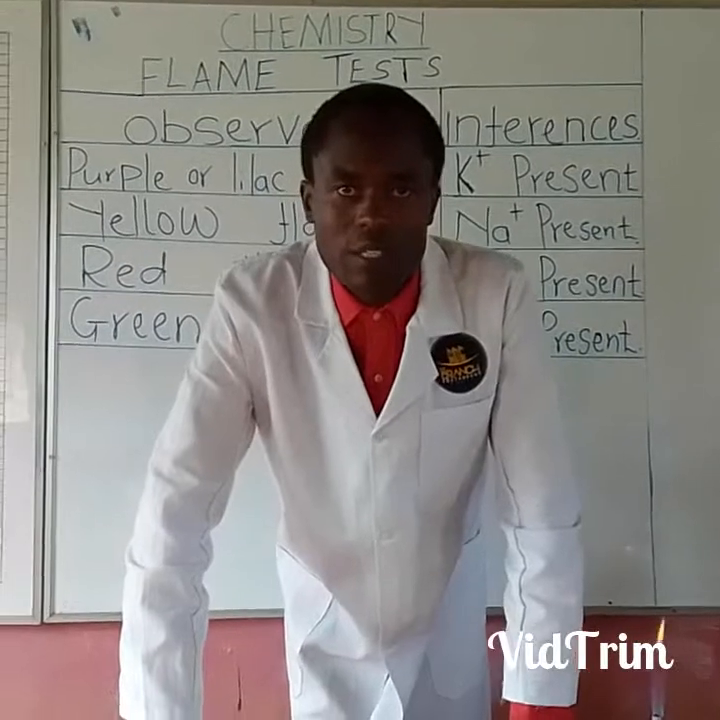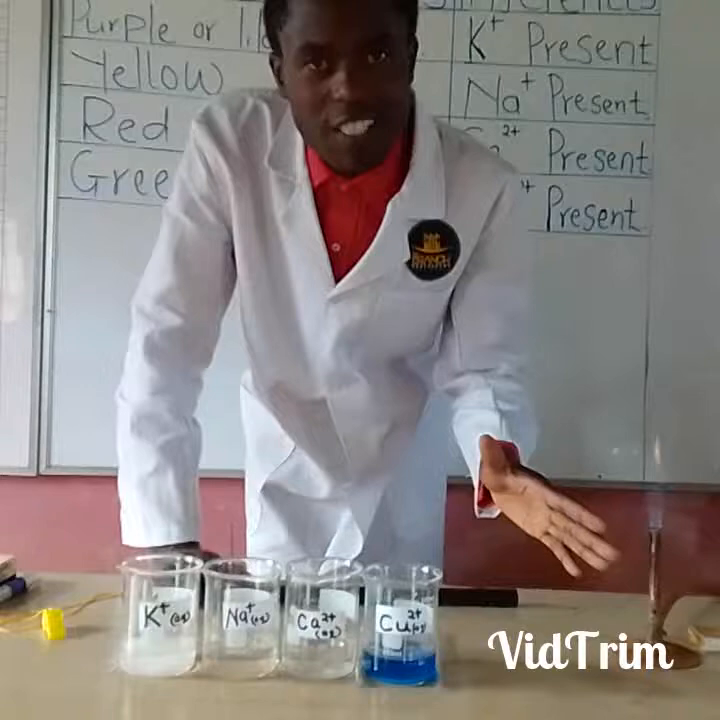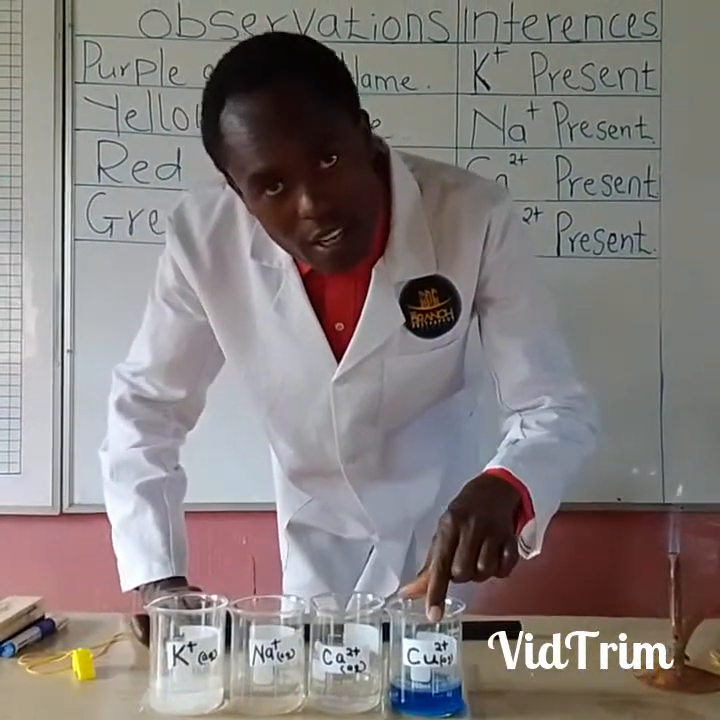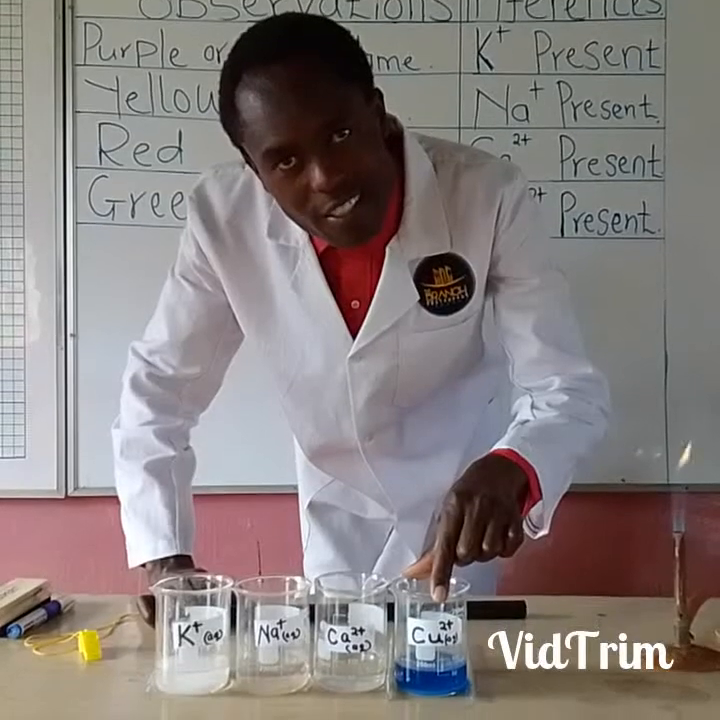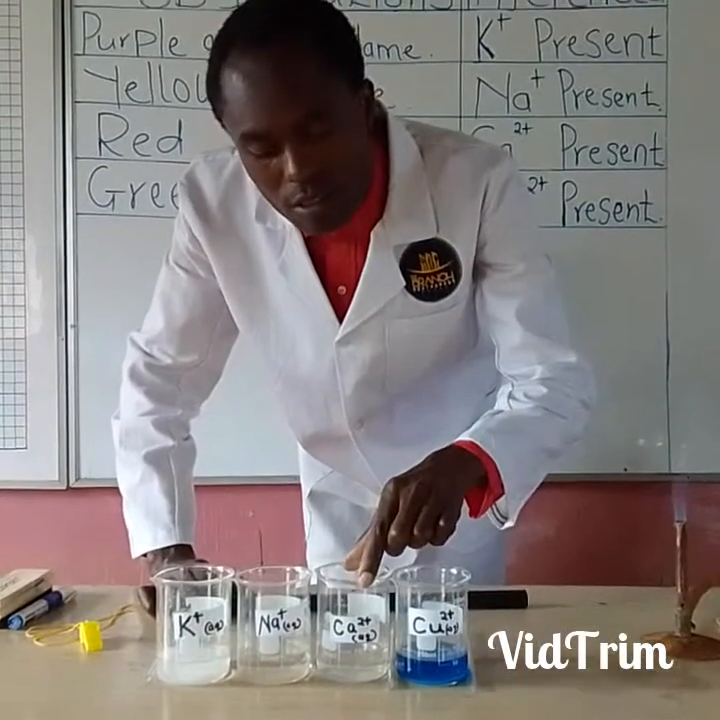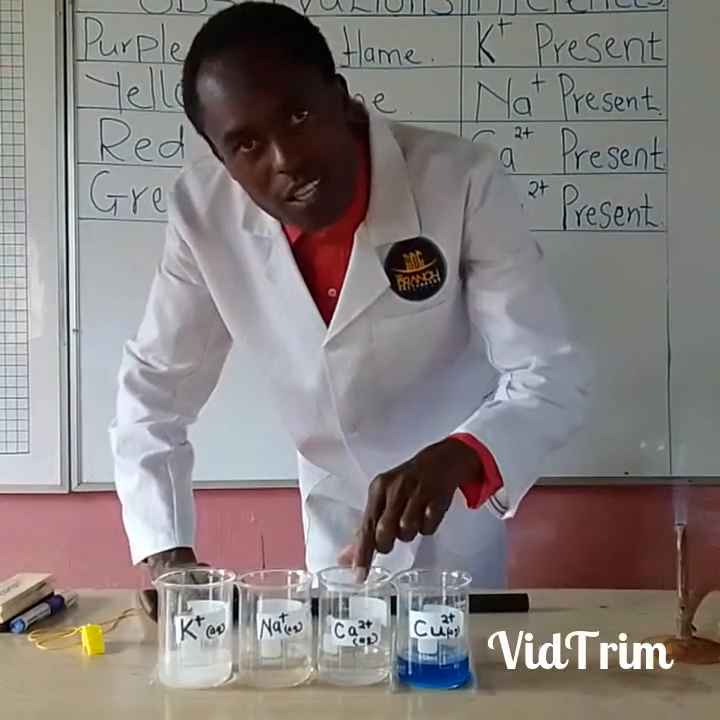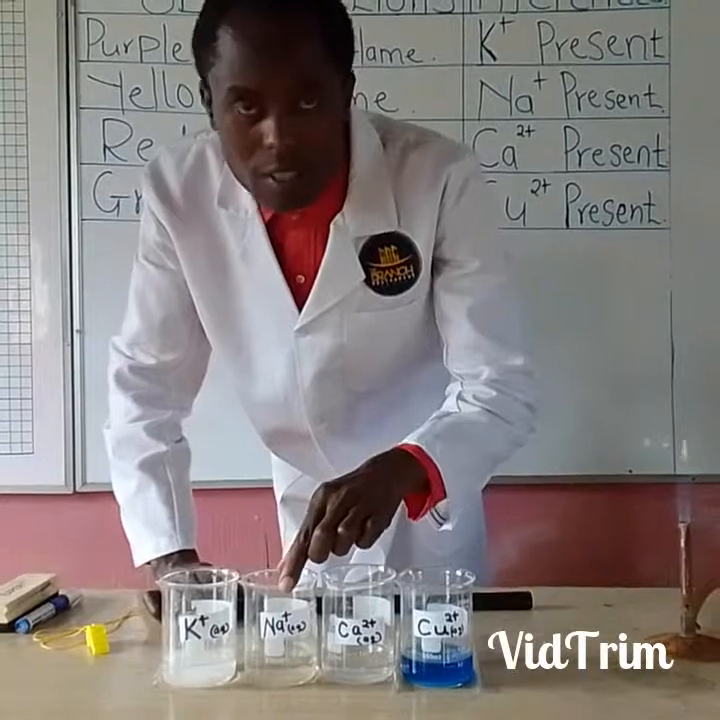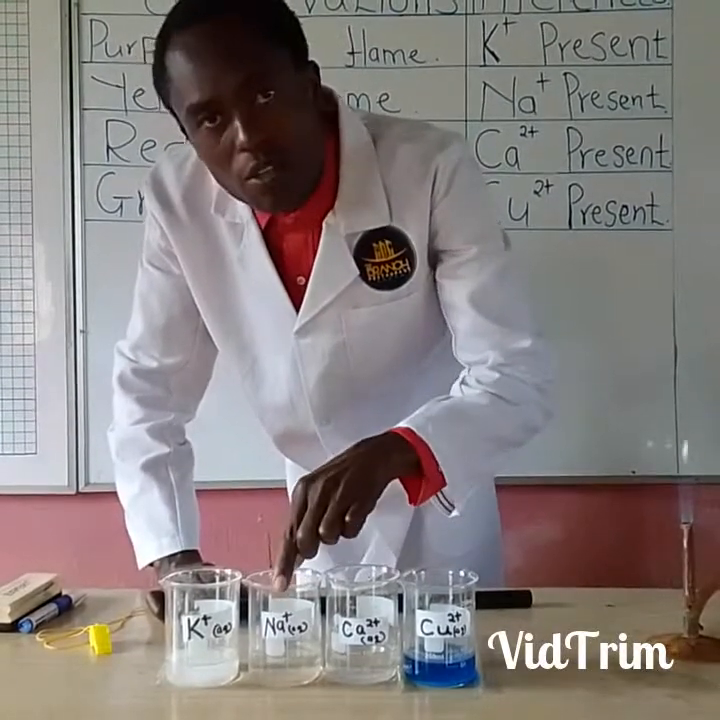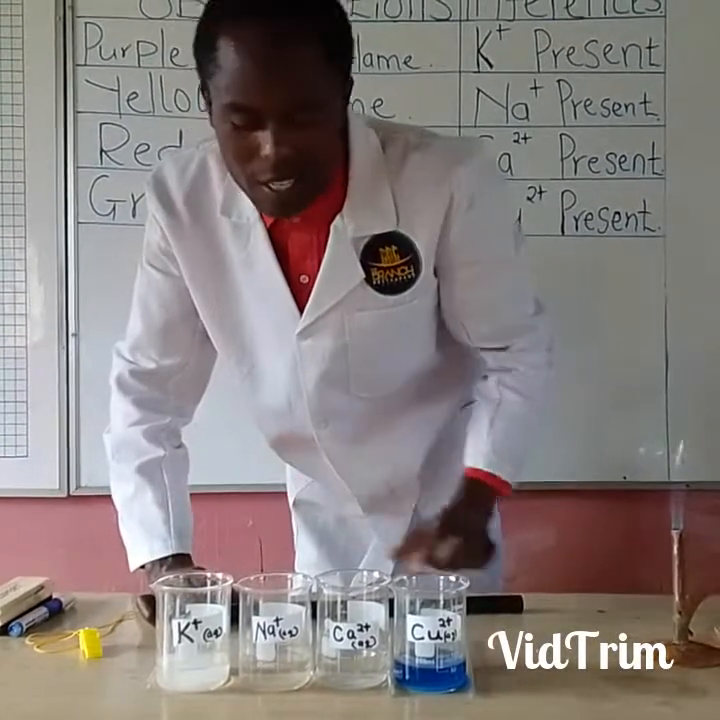So straight away I'll take you through the cations that I have here with me before we start. Let me start from my left here. This is a solution containing copper 2 ions. It is blue in color, you can see. Then this is a solution containing calcium ions. You can see it is labeled there. Then this is a solution containing sodium ions. We have the labels, you can see. Then this is a solution containing potassium ions.